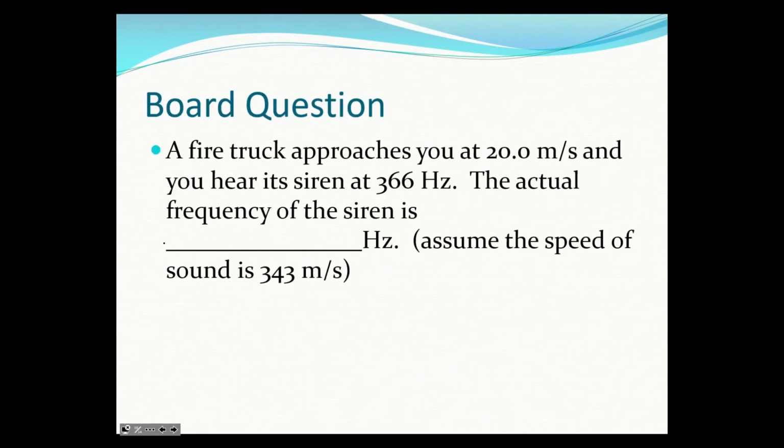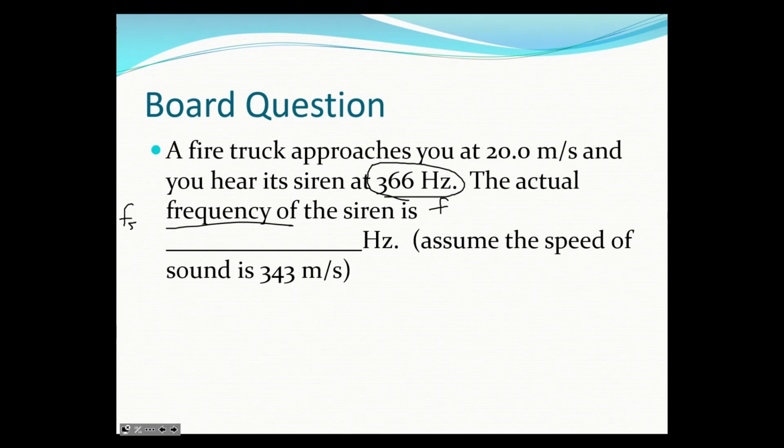So I have a board question for you, so give this a go. And yeah, pause the video, and then I will go through it. So a fire truck approaches you at 20 meters per second, and you hear its siren to be 366. So this is our apparent frequency, so this is F. We want to find the actual frequency, what the real frequency is, so that would be Fs, the frequency of the source.